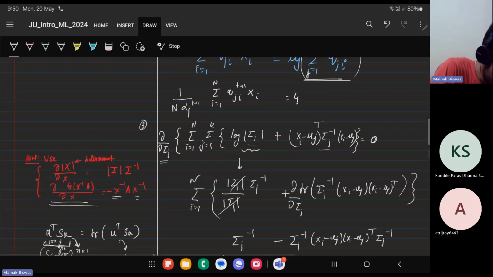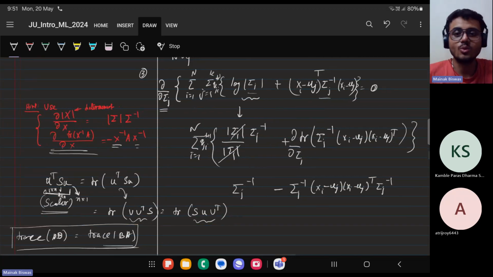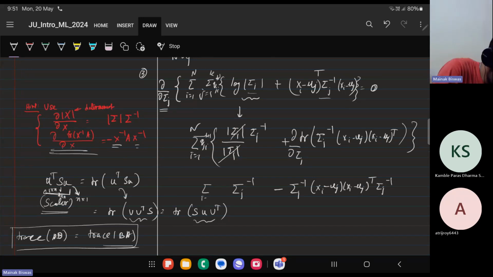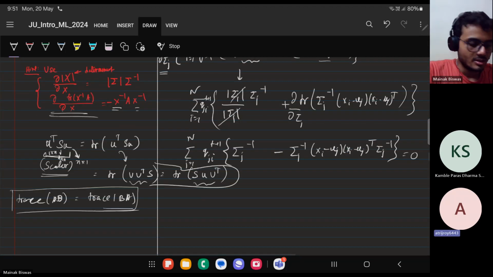Sorry, again I forgot to put in the q's. q_ji at t plus 1. Please be careful with respect to the q's. Q's are very important over here, because they are the ones that give you the weights for the weighted sums. This is the sum over i equal to 1 to n, equal to 0, of q_ji at t plus 1. Clear?